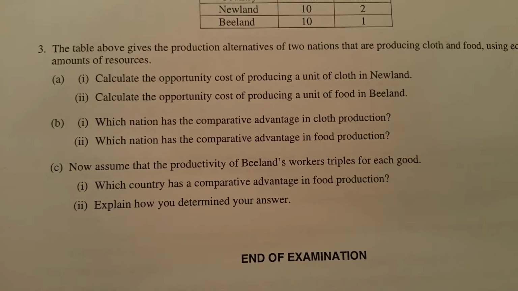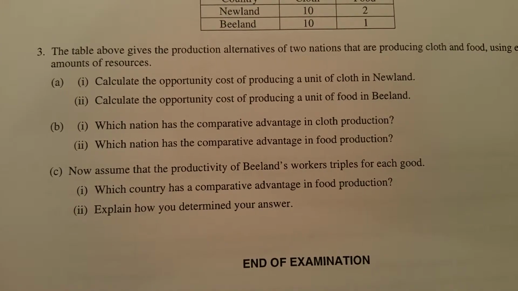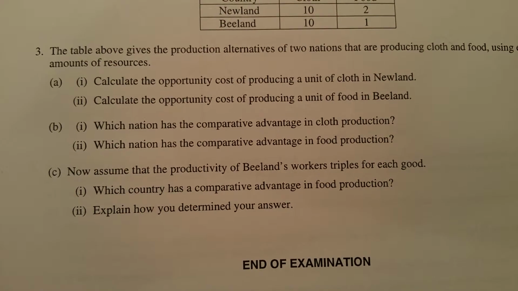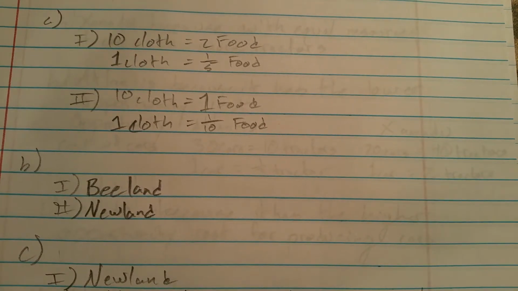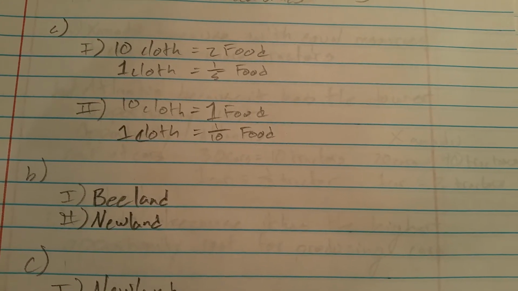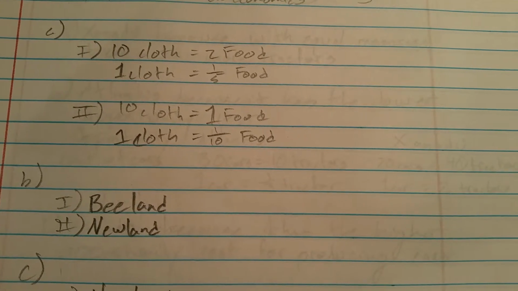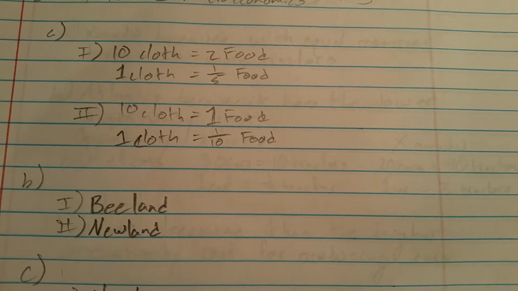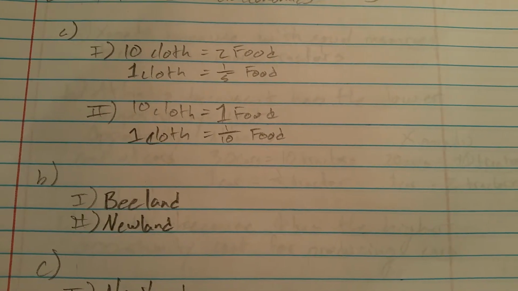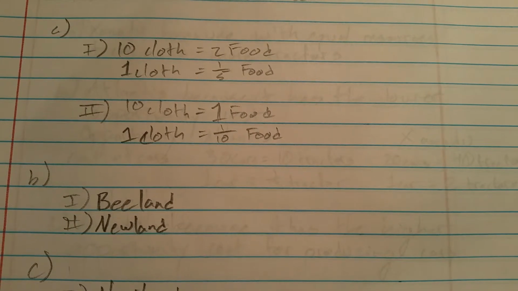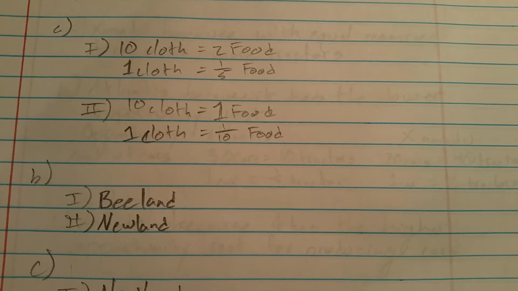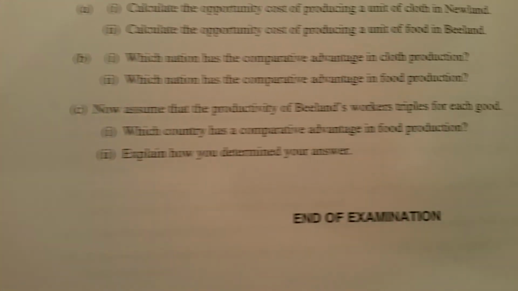Now let's look at part B. For part B, we have to look at which nation has the comparative advantage in cloth, and then which nation has the comparative advantage in food. So if we go back to A, B Land would have the comparative advantage in cloth production because it has the lower opportunity cost of 1/10 compared to 1/5. And then in food production, it would be New Land because you can only have comparative advantage in production of one good.